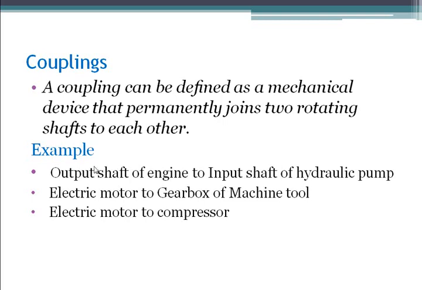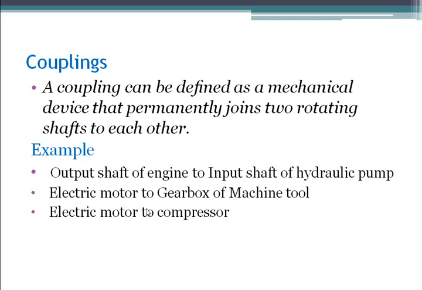The main examples are the output shaft of an engine to the input shaft of a hydraulic pump. For the working of a pump, we need to give power. That power is given from an engine. The output shaft of the engine is connected to the input shaft that will run the pump.